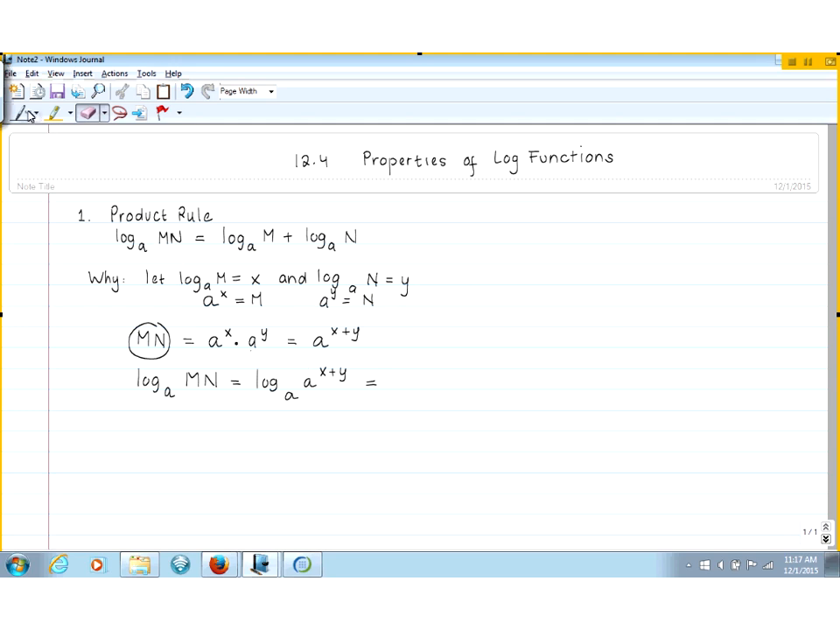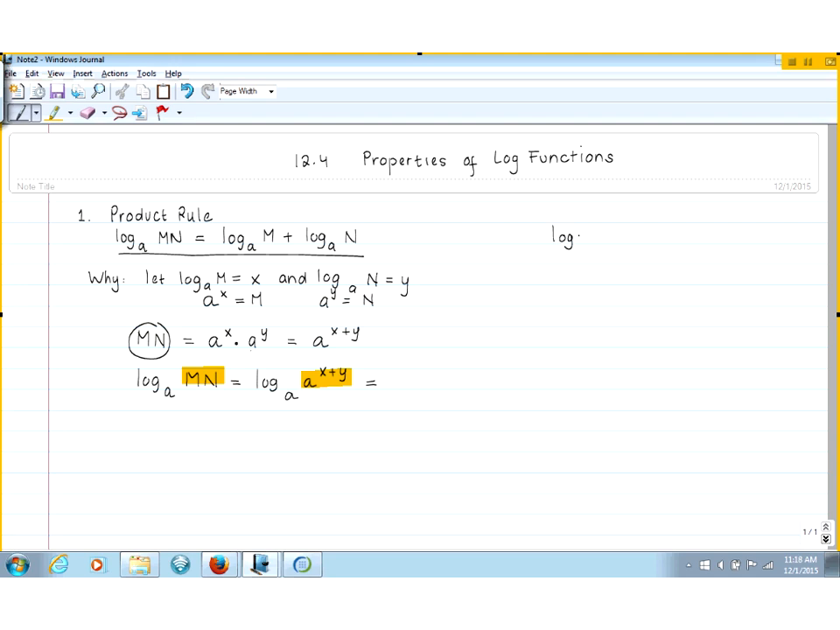Okay. Good. Now I'm going back to my original because this is what I want to prove. Log base a of mn. Well, mn, I already wrote down what mn is. Mn is a to the x plus y. So I'm copying this and substituting mn as a to the x plus y, because we said that they're equal. What is log base a of a to the x plus y?